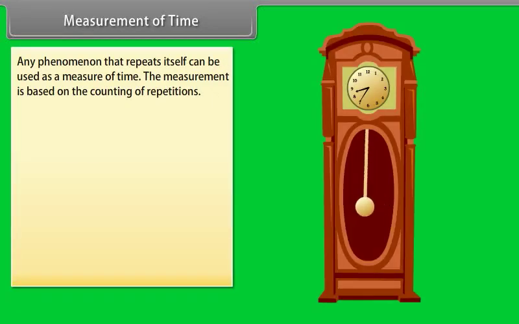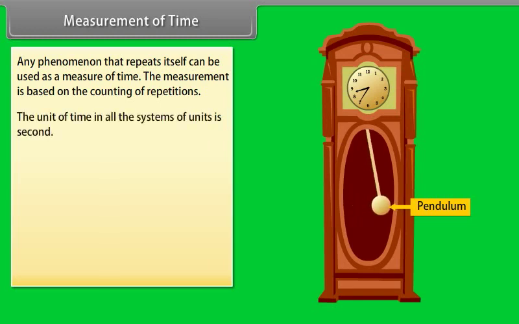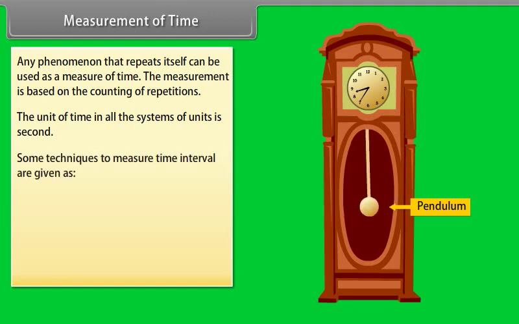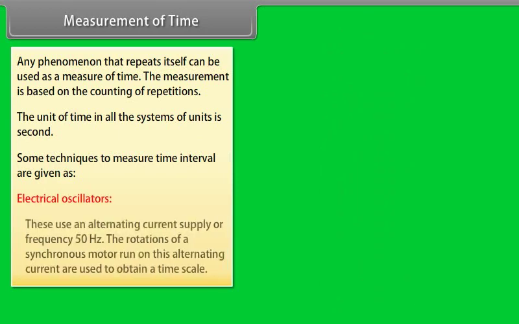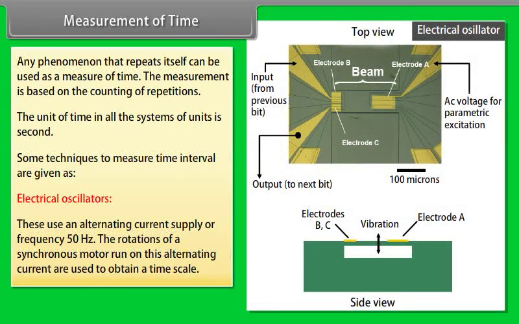Measurement of time. Any phenomenon that repeats itself can be used as a measure of time. The measurement is based on the counting of repetitions. The unit of time in all the systems of units is second. Some techniques to measure time interval are given as: electrical oscillators. These use an alternating current supply of frequency 50 Hz. The rotations of a synchronous motor run on this alternating current are used to obtain a time scale.